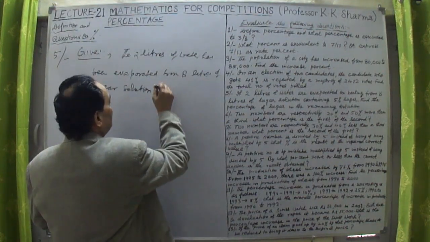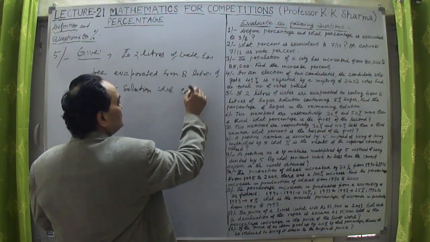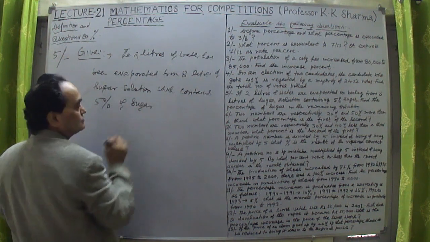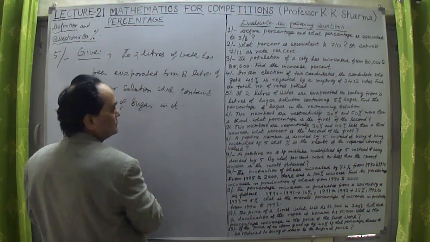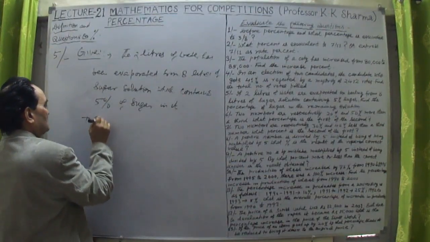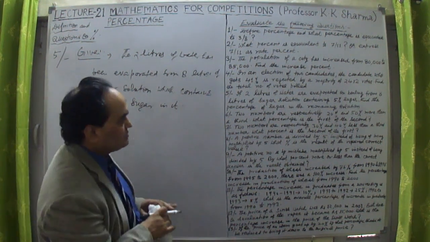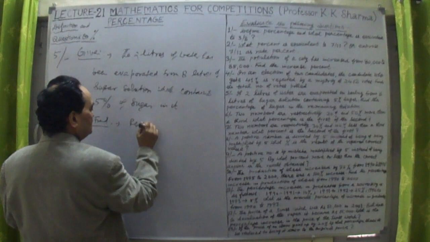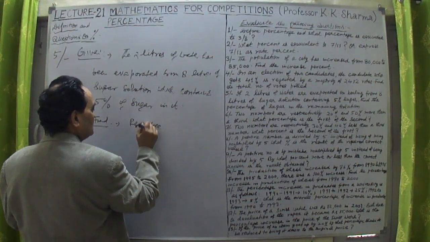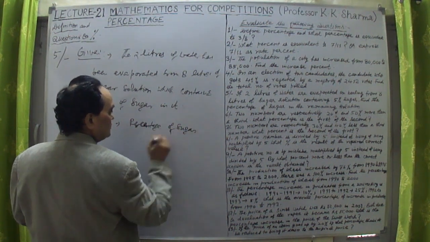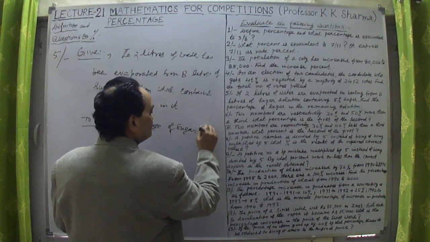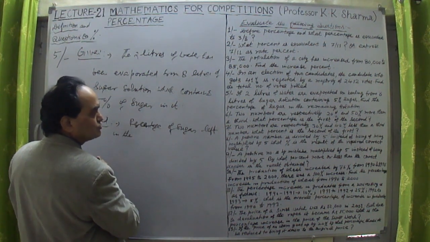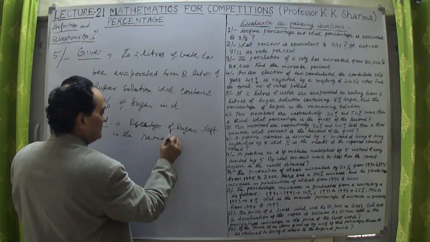Now it says which contains 5% of sugar in it. Okay, now to find the percentage of sugar which is left in the remaining solution. Find the percentage of sugar in the remaining solution. To find the percentage, let me write: percentage of sugar left in the remaining solution.